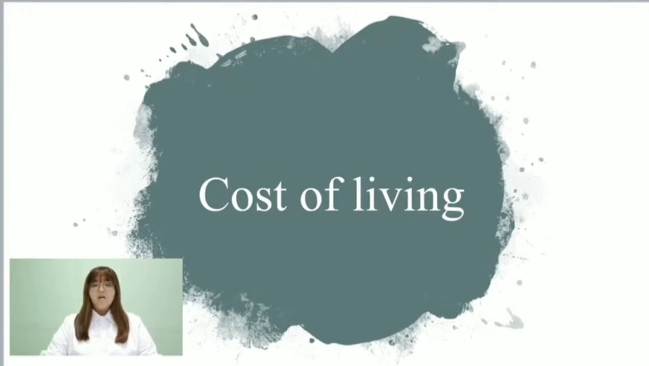Last, low cost of living can decrease the poverty of the country. For example, the number of beggars will decrease because the cost of living is low, so they will consider applying for a job to generate income to improve their living standards.